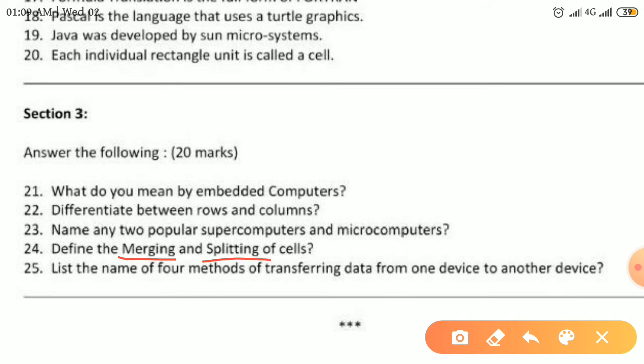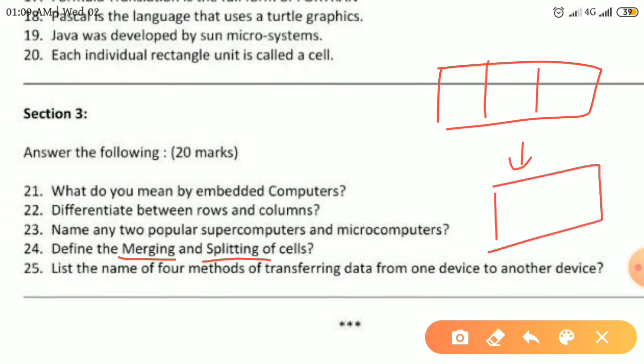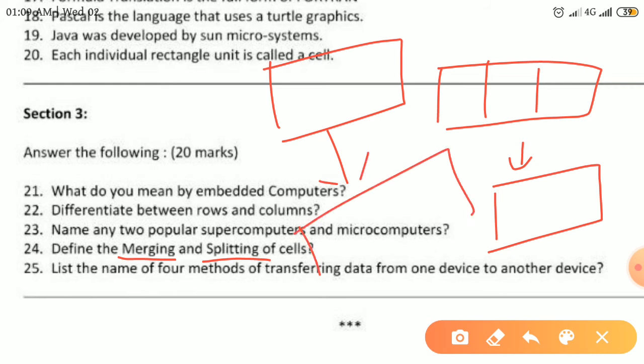Now you know what is merging. When we are combining two or more rows into a single row. Yes, into a column, particularly column we are talking about, two or more columns into a single column, then it is merging. And if we are taking only one single cell and we are dividing it into multiple cells, either 2 or 3 or 4 or 5, then this particular procedure goes under your splitting up of cells. Okay, this much only you had to write down in 24th one.